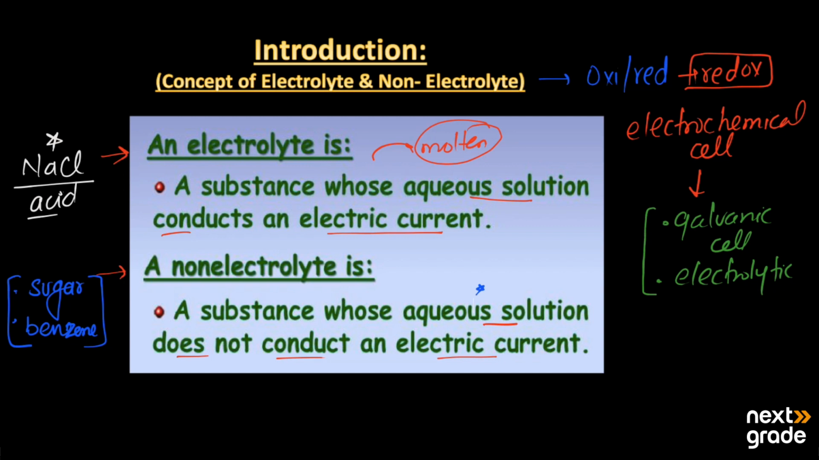What is the reason behind this? Because when the electrolytes get dissolved in water, they are distributed into their ions. So these ions are responsible for the conduction of electricity. On the other hand, non-electrolytes do not distribute in the form of ions, so they have no free ions. So they are not conductors, and they are called non-conductors, or non-electrolytes.